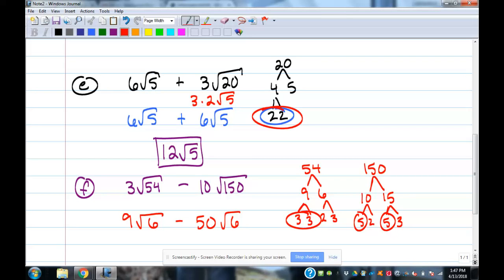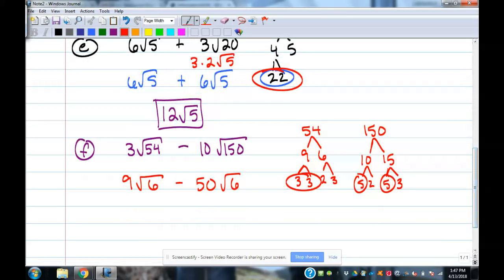Now, are they like terms? Yes, absolutely. Because they got the same radical. That's what makes them like terms, is that this part is the same. The 5 from the pair comes out and multiplies times the 10 that was already there. Oh, okay. Cadence just had a light bulb. Good. What's 9 minus 50? Negative 41 radical 6. You're done.